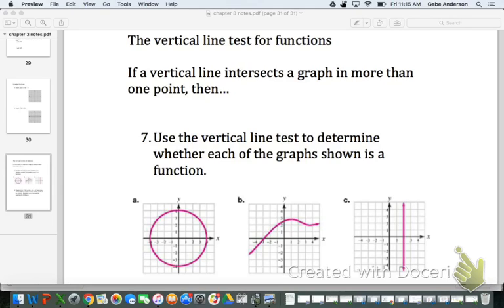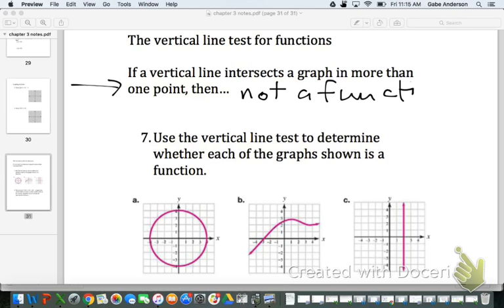So the idea of the vertical line test is written right here. If a vertical line passes over a graph, and if that vertical line intersects a graph in more than one point ever, then the graph is not a function.